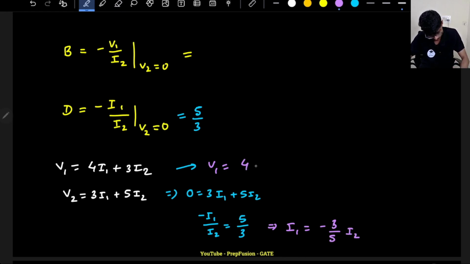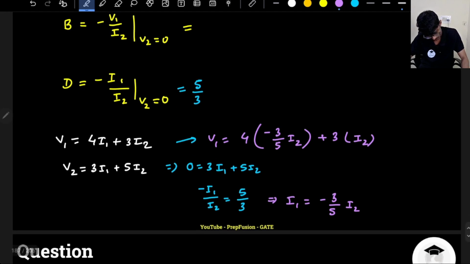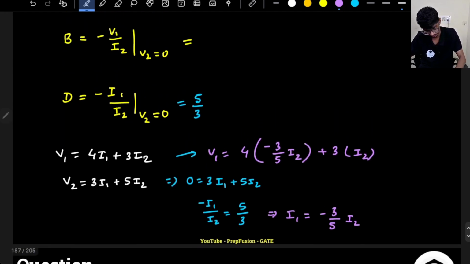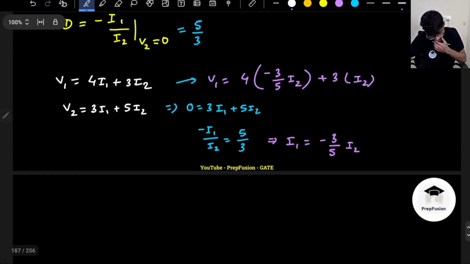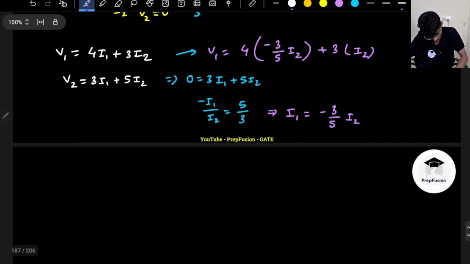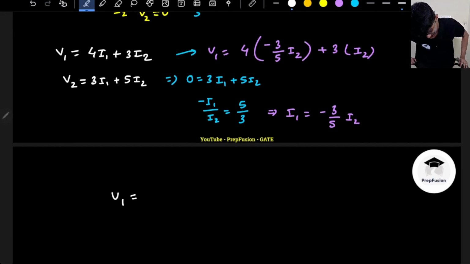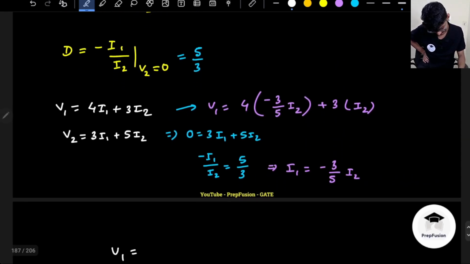So this will be 4 into minus 3 by 5 I2 plus 3 into I2. Okay. So I'll just quickly calculate this value. This is 4 minus 12 by 5. V1 equals to, let me quickly check whether I'm not making any mistake.